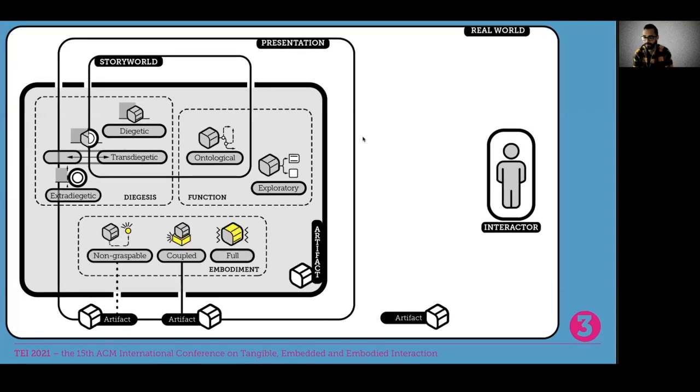And then we describe the embodiment of the artifact, meaning how close is the action and the outcome of that action. And so we have fully embodied artifacts where the action and the outcome are manifested in the artifact itself. There are coupled artifacts in which one artifact is coupled to another and the outcome happens right there where that coupling is happening. And then non-graspable embodiment, which refers to a relationship that is outside of that space where the action happened. It's completely disconnected.